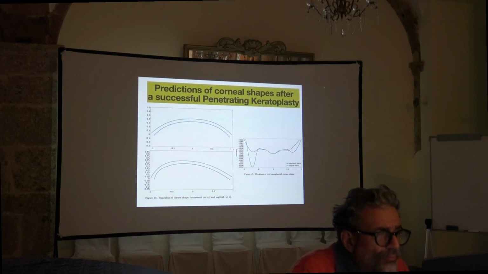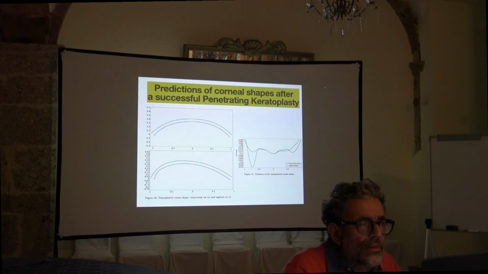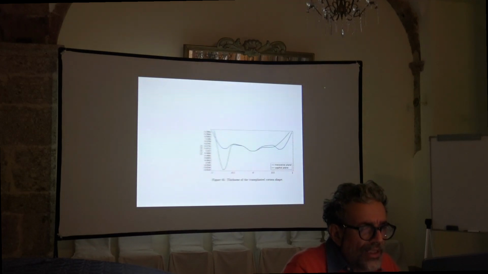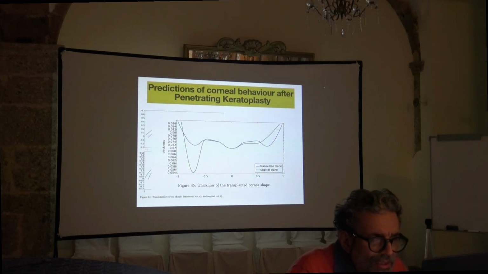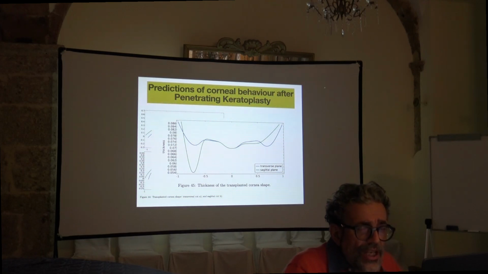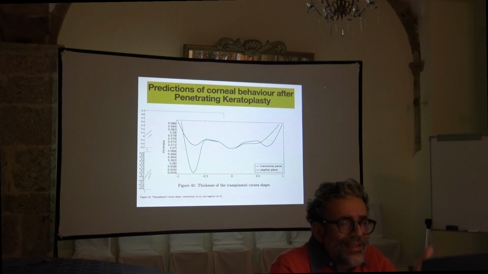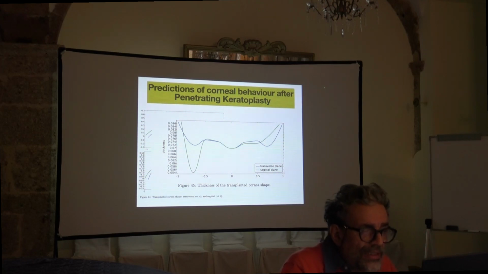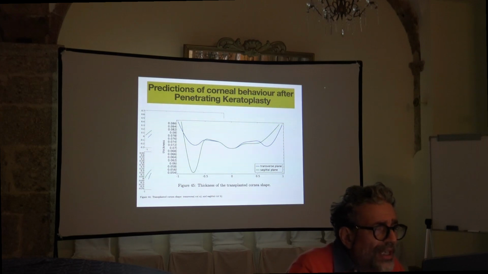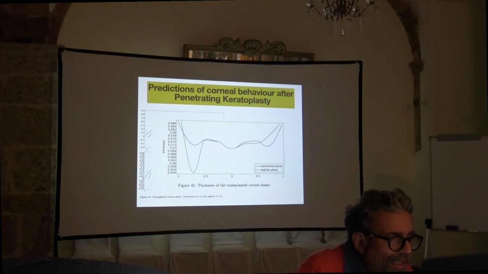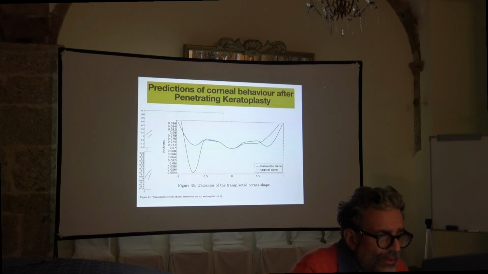And we have these calculated shapes after a successful keratoplasty. And this is the plot of the thickness of the transplanted cornea shape. And this is in qualitative agreement with our measurements. Now, consider that the thickness manages to be very low.